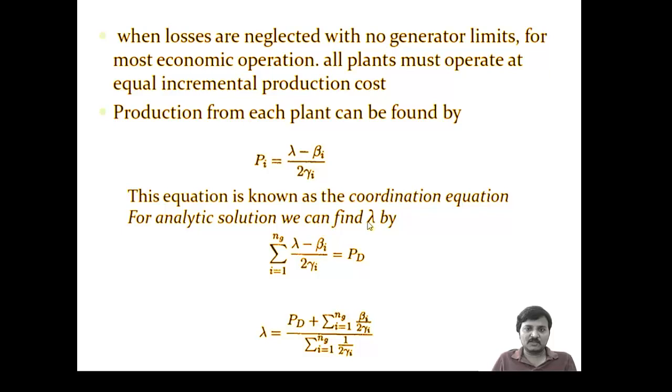For an analytic solution, we can write the sum over i equal to 1 to n of (lambda minus beta i) by 2 gamma i is equal to Pi, so Pd. Your Pi value will be substituted here, and we can write lambda is equal to, finally, (Pd plus the sum over i equal to 1 to n of beta i by 2 gamma i) divided by the sum over i equal to 1 to n of 1 by 2 gamma i. So this is the function we have calculated to get the minimum value of your cost function.